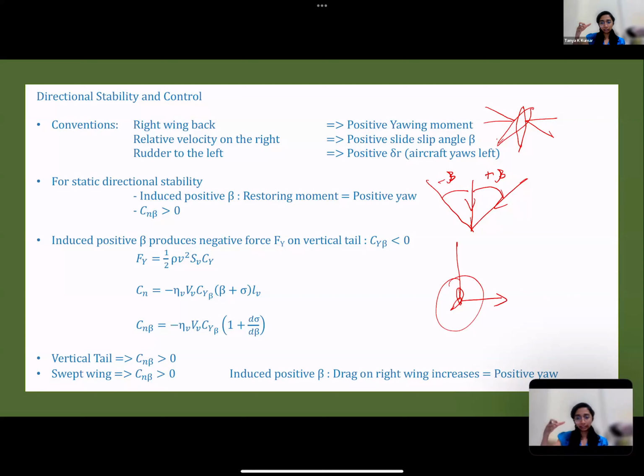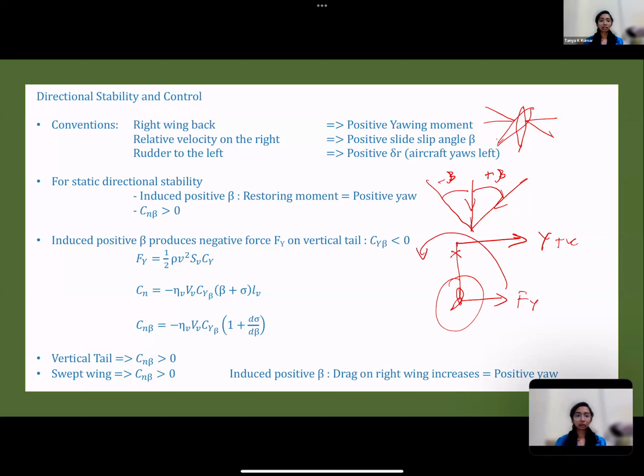Because you're deflecting your rudder this side, you have a camber increase in that direction. You have a force produced towards this. So this is your Fy, correct? Just before that, your positive Y direction is this. So when you deflect your rudder to the left, the force produced is positive Fy. And hence, if this is your CG, it produces yawing moment to the left.